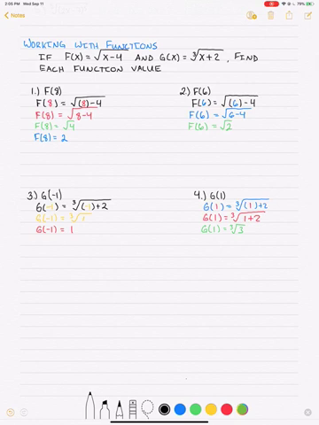Okay, so this has been objective 2.1a, simplifying radical expressions.